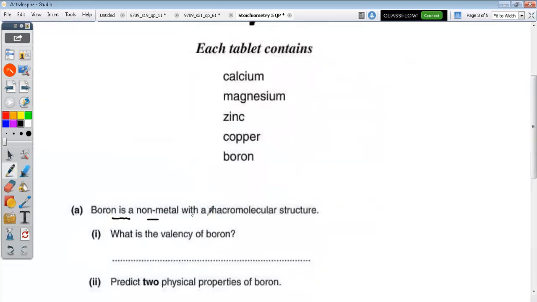Boron is a non-metal with a macromolecular structure. What is the valence of boron? Can you go and look for boron in your periodic table? See which group it is. Valence means the number of electrons in the last shell. The valence is 3, because valence is the number of electrons in the last shell. If it's group 3, it means 3. Now, it's 2, 3.